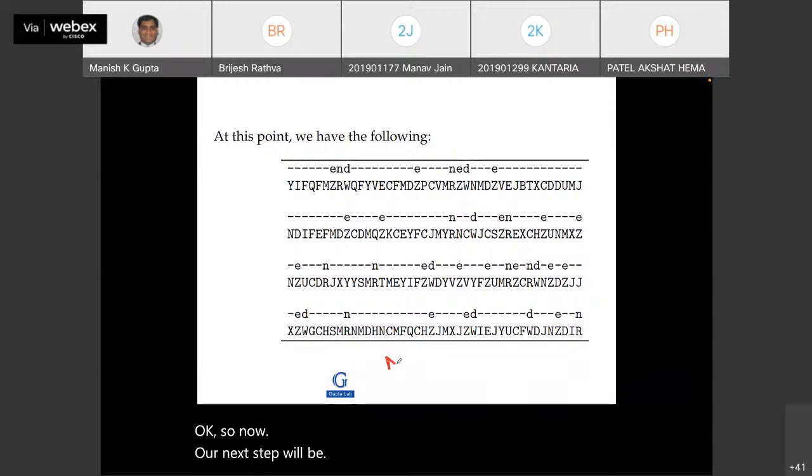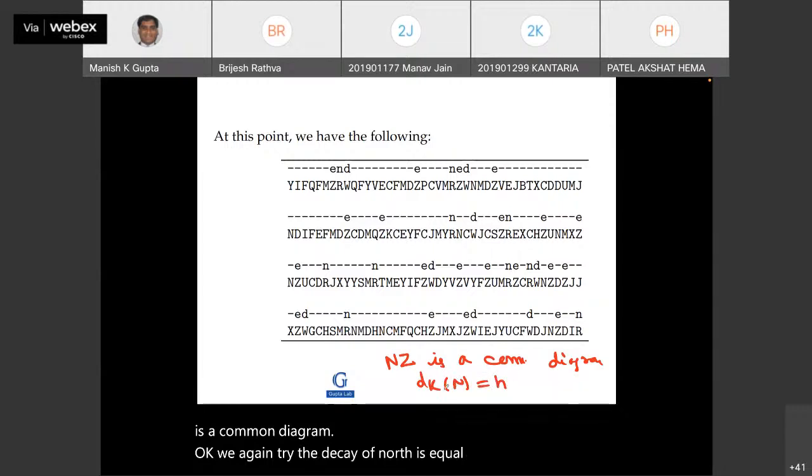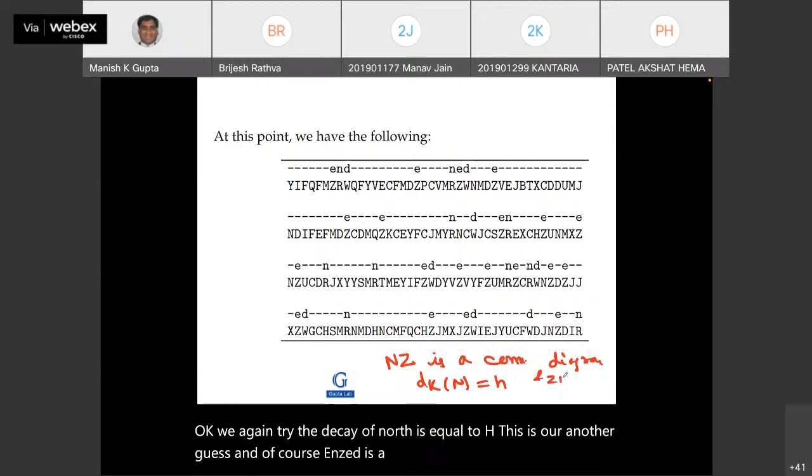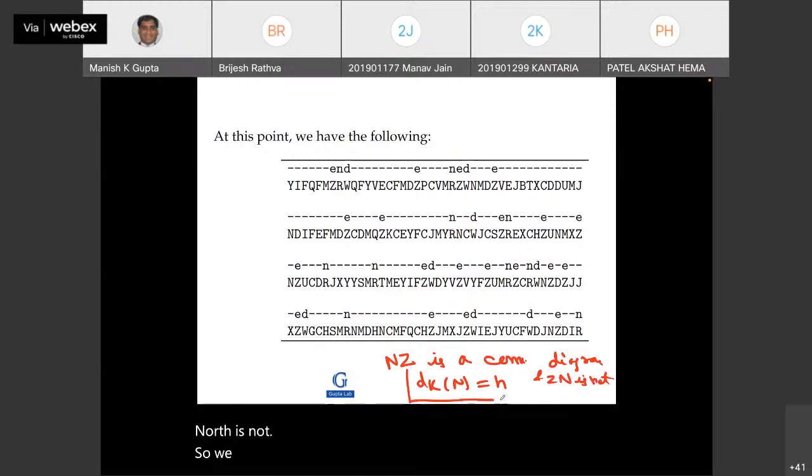actually, since NZ is a common digram, we again try dk of N is equal to H. This is another guess. And of course, NZ is a common digram and ZN is not. So we try dk of N is equal to H.